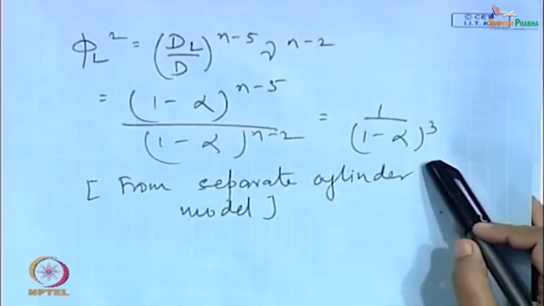For this particular situation, I applied the Lockhart-Martinelli correlation and tried to find phi L square from it. And what did I get? I obtained phi L square is equal to 1 by 1 minus alpha whole cube.